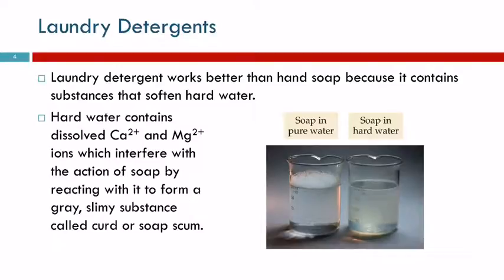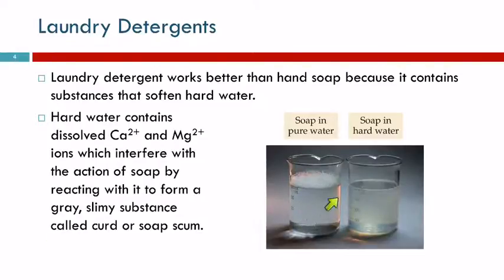Laundry detergent. Around here we have hard water because most of our water comes from wells, comes from groundwater. The reason that you use laundry detergent instead of liquid hand soap is that laundry detergent has substances in it that soften the hard water. Those calcium and magnesium ions that are dissolved in hard water form this yucky scum with soap, and so you don't want that all over your clothes. So the hard water has dissolved calcium and magnesium ions, and they make this curd or soap scum.